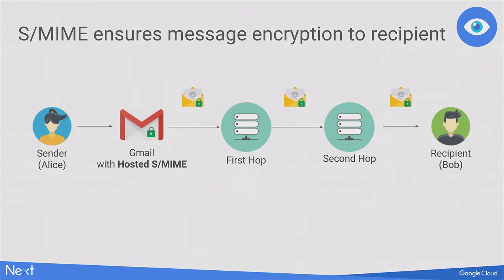So the solution for this was to try to protect the message from the sender all the way to the recipient. In January of this year, we added hosted S/MIME support inside Gmail, available to G Suite Enterprise customers. S/MIME is an industry standard for encrypting and signing messages with user-specific keys. S/MIME is secure, but key management had traditionally made it very difficult to implement at scale in organizations.